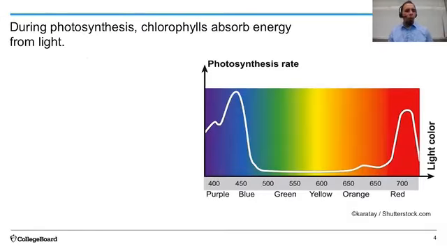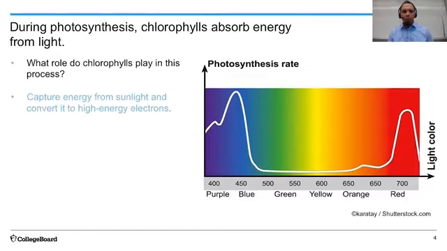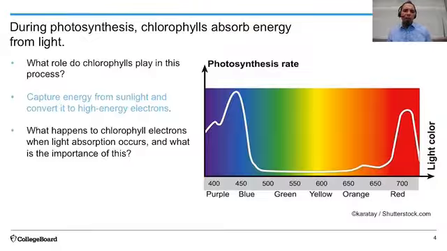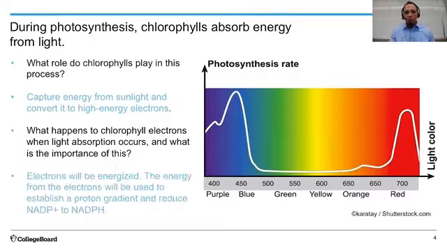So let's get to our first important point. During photosynthesis, chlorophylls absorb energy from light. So what role do chlorophylls play in this process? Maybe pause the video, jot down some ideas. Well, the chlorophylls capture energy from sunlight and convert it to high energy electrons. And what happens to these chlorophyll electrons when light absorption occurs, and what's the importance of this? Electrons will be energized. The energy from the electrons will be used to establish a proton gradient and reduce NADP plus to NADPH. So the important part there is a reduction.